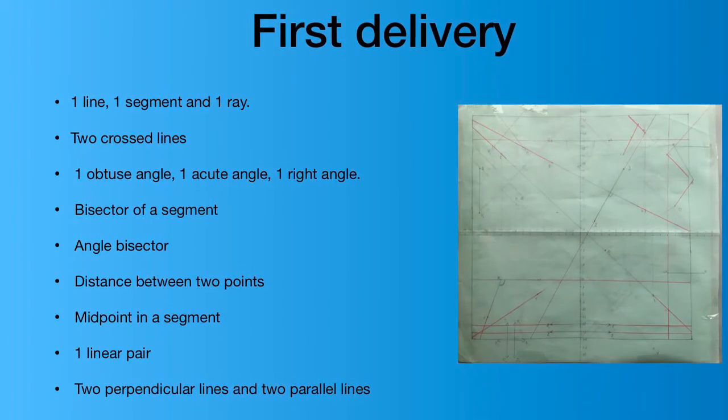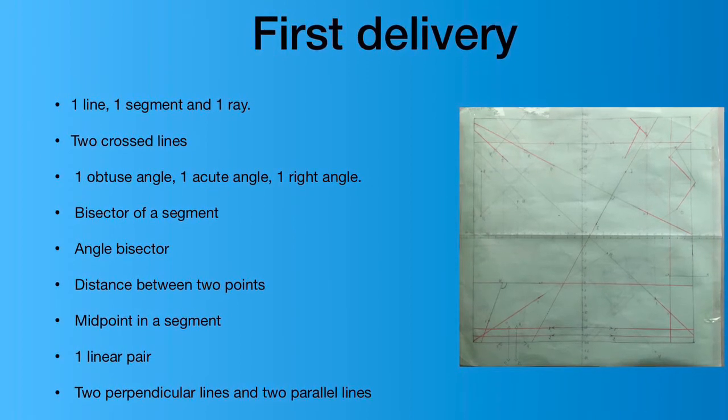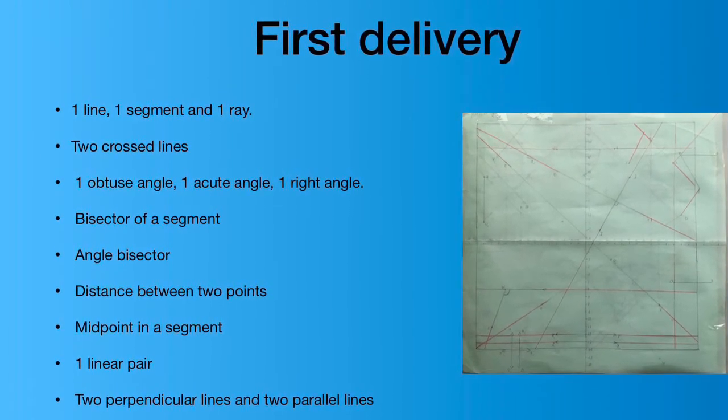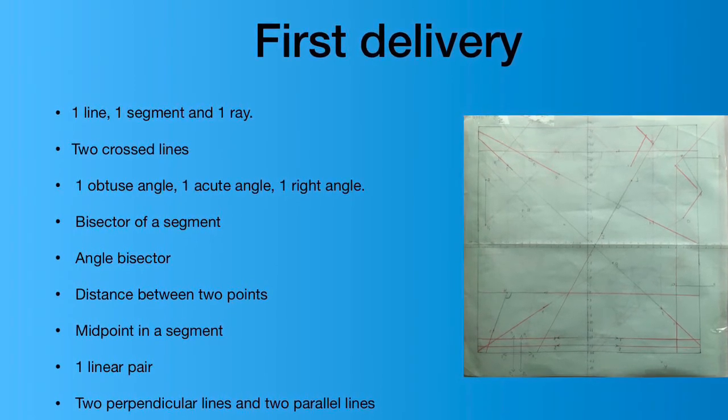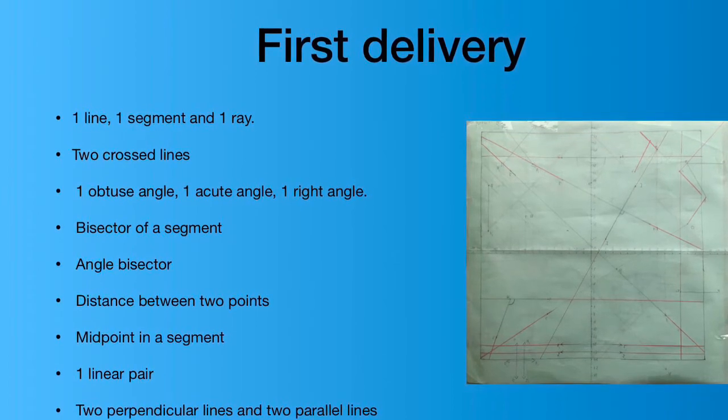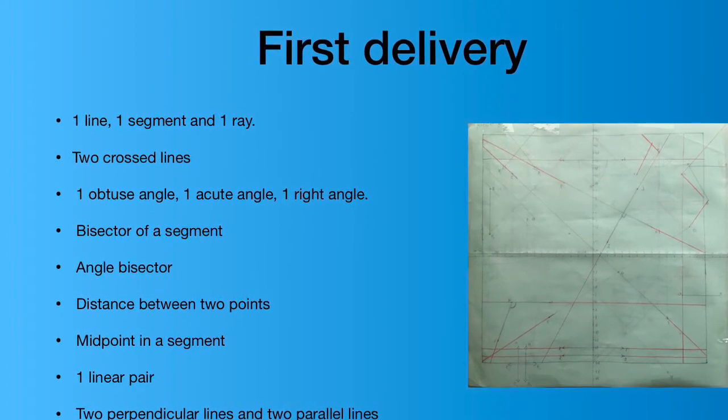For my first delivery, I need to make one line, one segment, one ray, two cross lines, one obtuse angle, one acute angle, one right angle, bisector of a segment, angle bisector, distance between 2 points, midpoint in a segment, one pair, two perpendicular lines, and two parallel lines.